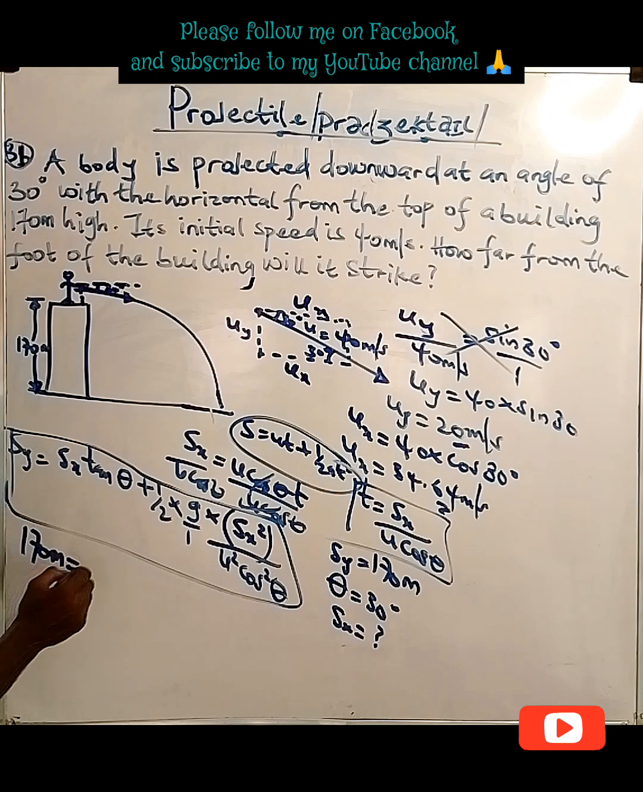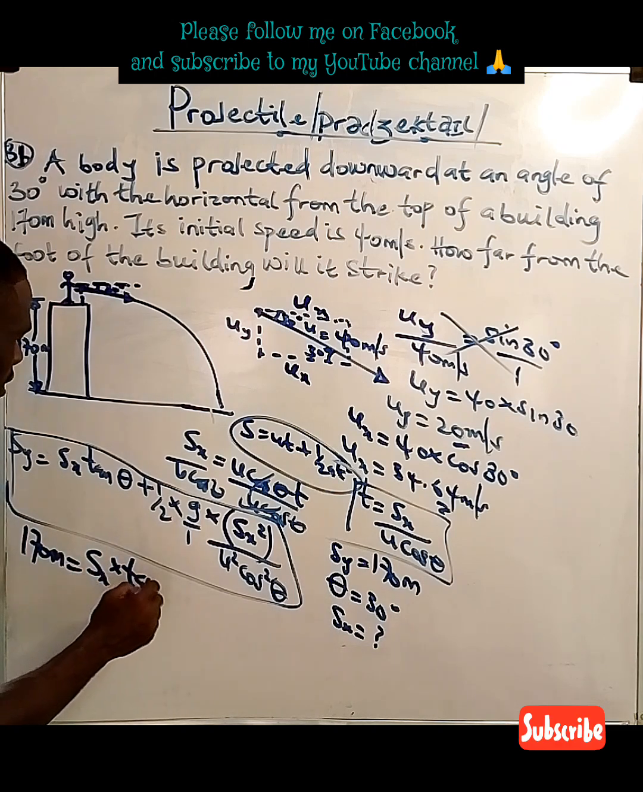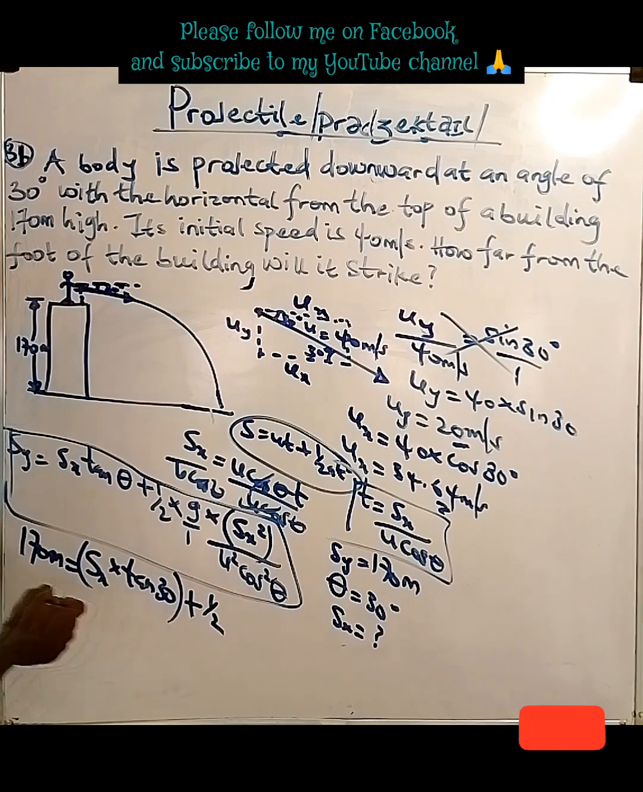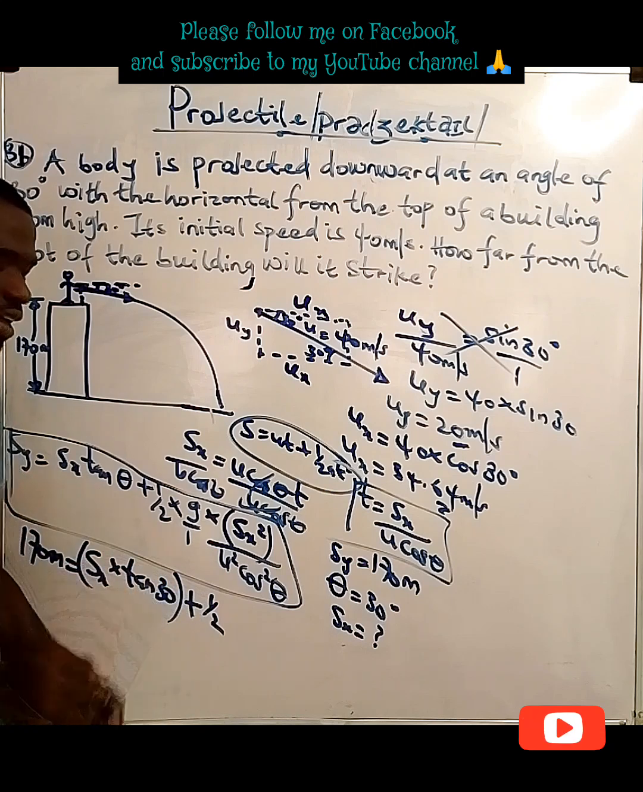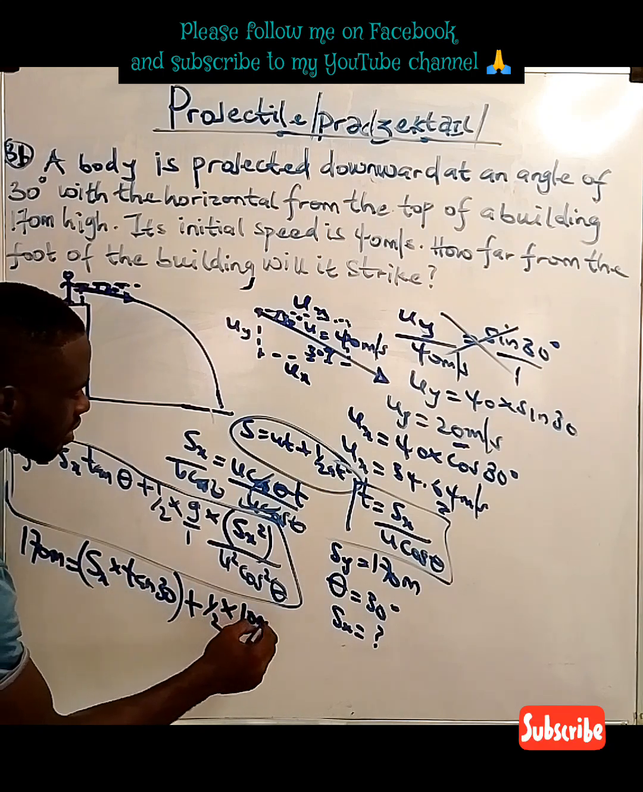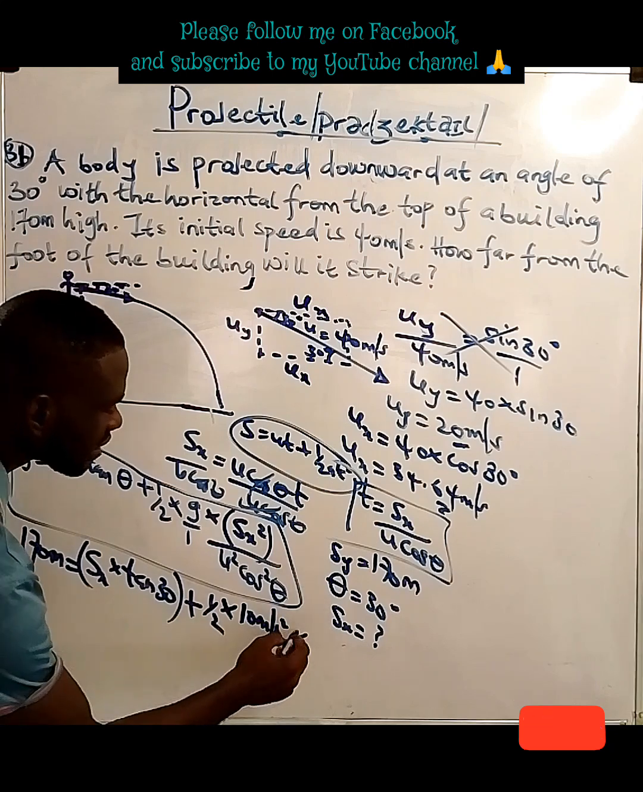Then the distance along the x-axis is what we are looking for, times tan 30 degrees, plus 1 over 2. Now, this body was projected down 30 degrees to the horizontal. It means gravity has been obeyed. Gravity will be positive, times 10 meters per second squared, then times the distance we are looking for.